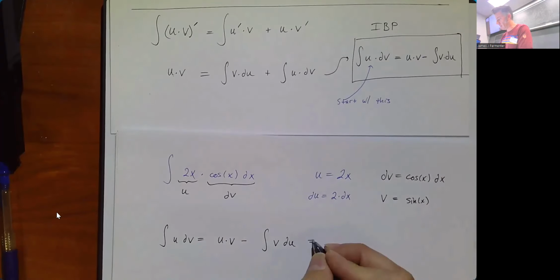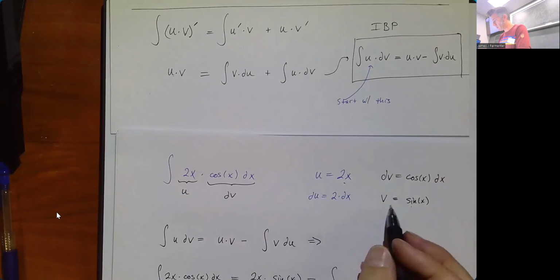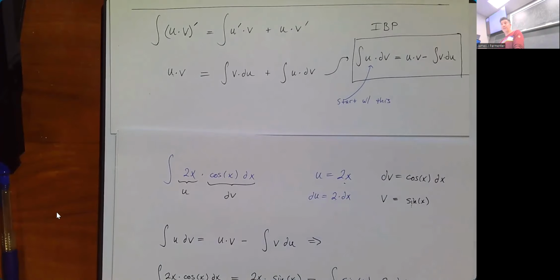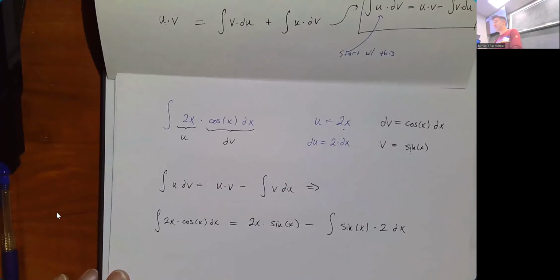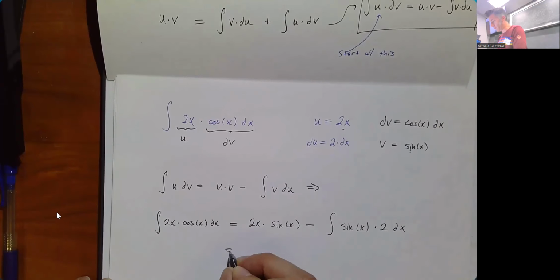So this is going to give us the integral of 2x times cosine of x dx is equal to 2x times sine of x minus the integral of sine of x times 2 dx. And look, this new thing that we have to integrate is easier to integrate. We definitely know how to integrate 2 times sine, or just really sine. So this is equal to 2x times sine of x minus 2 times the integral of sine.